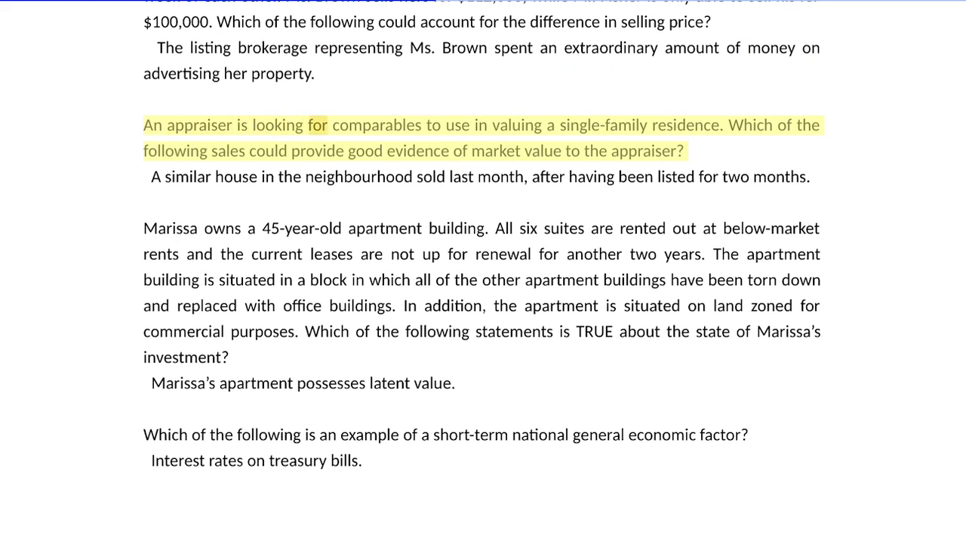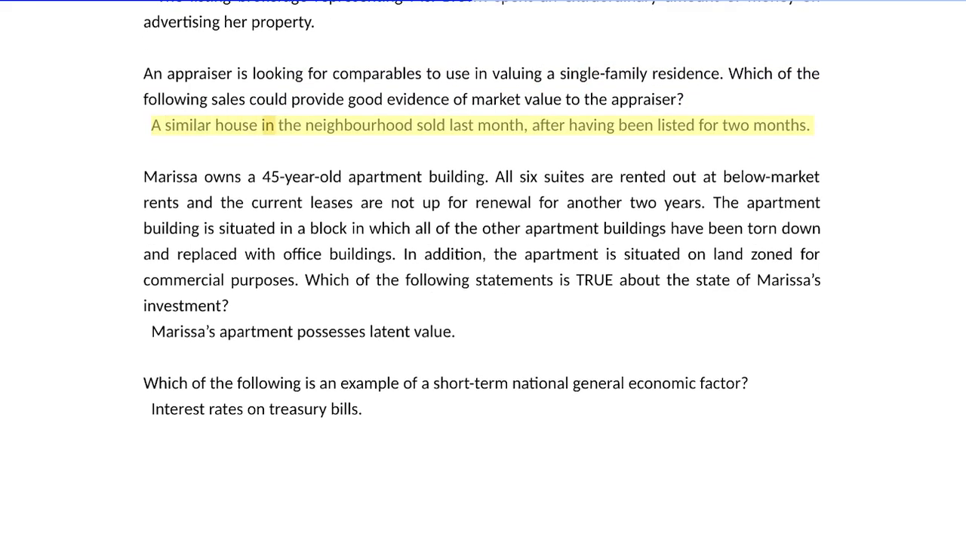An appraiser is looking for comparables to use in valuing a single-family residence. Which of the following sales could provide good evidence of market value to the appraiser? A similar house in the neighborhood sold last month after having been listed for 2 months.